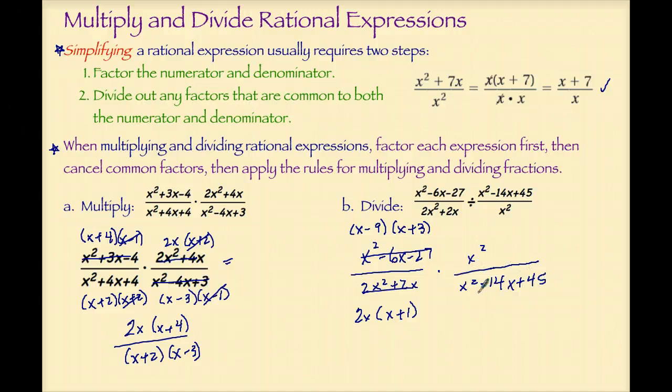Over here, x squared cannot really be factored any further, so we leave that alone. And this becomes x minus 9, x minus 5. That's that new denominator. The x minus 9's cancel, and that's all. Well, actually, this x can cancel with these two, leaving 1 in the numerator. So our new numerator is x plus 3, and our new denominator is x plus 1, and then x minus 5. And that's how you multiply and divide rational expressions.